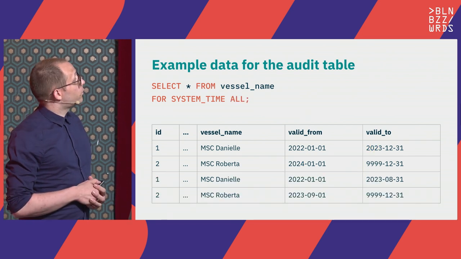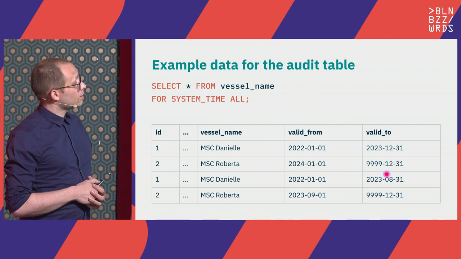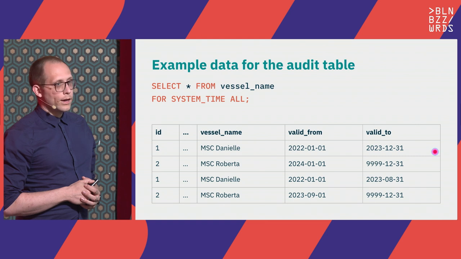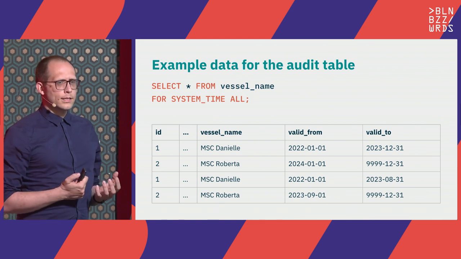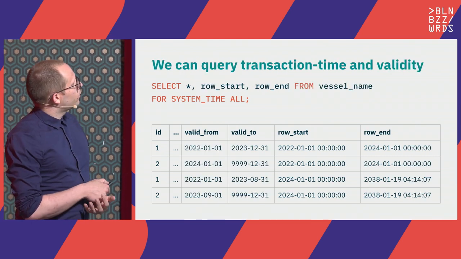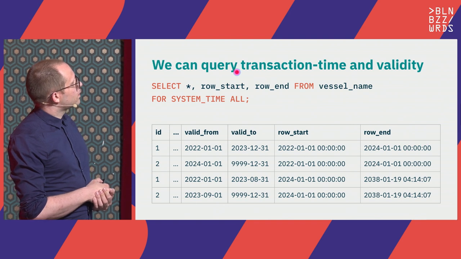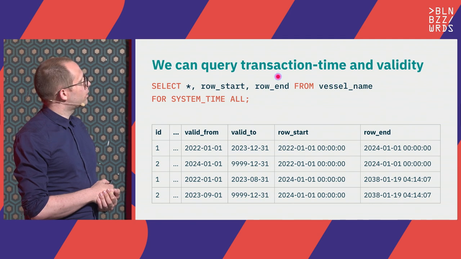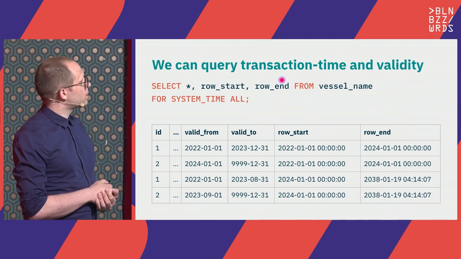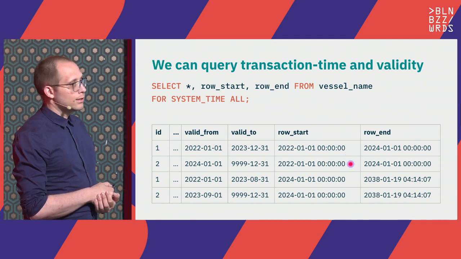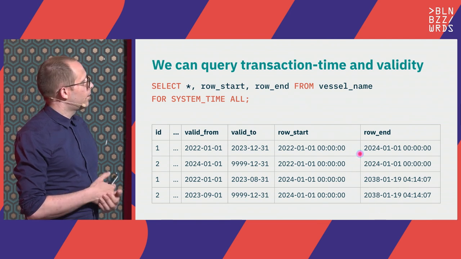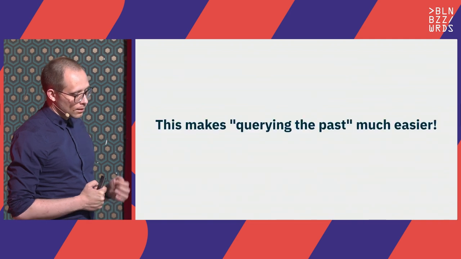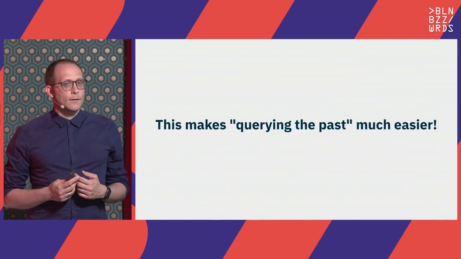We can also query for system time all. Then we get all of the data and all of the validities. Now there's no way to see what the transaction time was at that time. For that, we can add the implicit rows, row start and row end. They will be part of a table that is system versioned. We did not create them on our own. MariaDB did that for us. And then we can have the validity of the transaction time and the span. And then we can do a lot of fun analysis with that data. So this makes querying the past much, much easier.